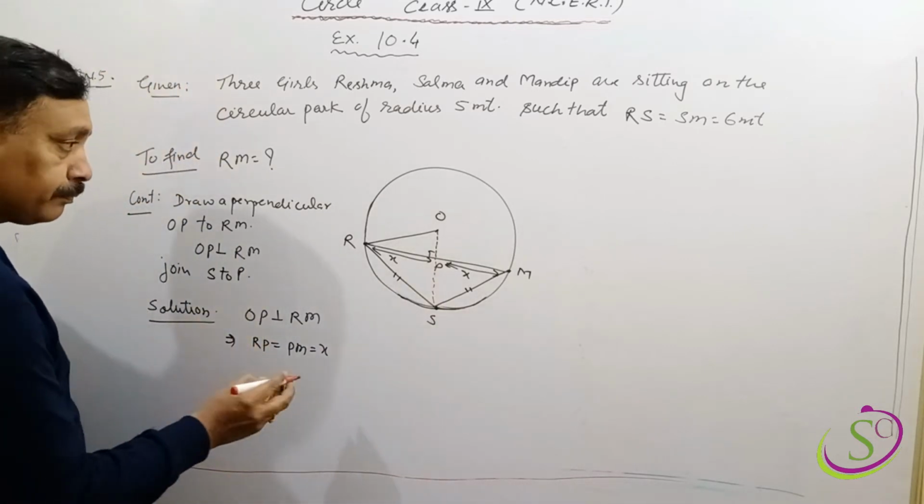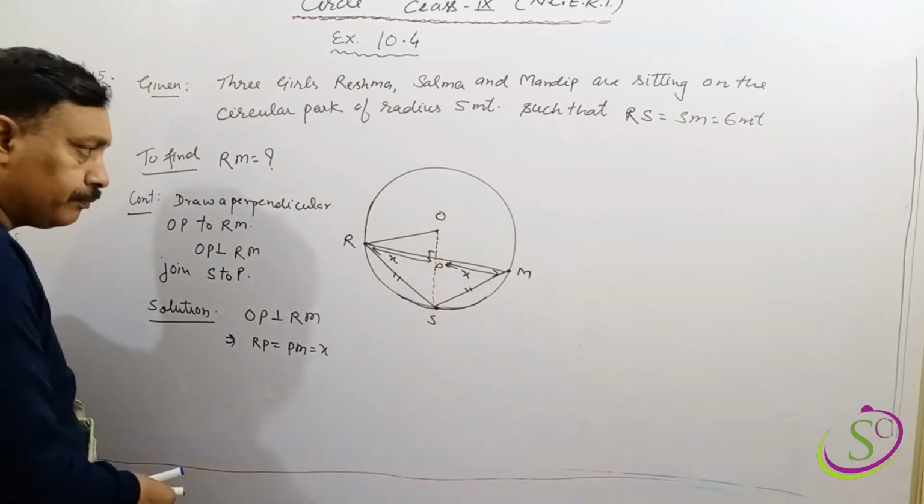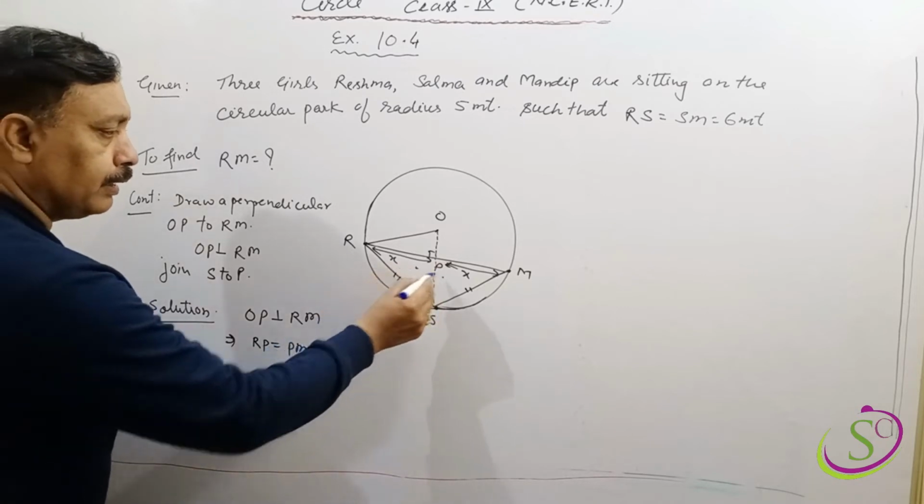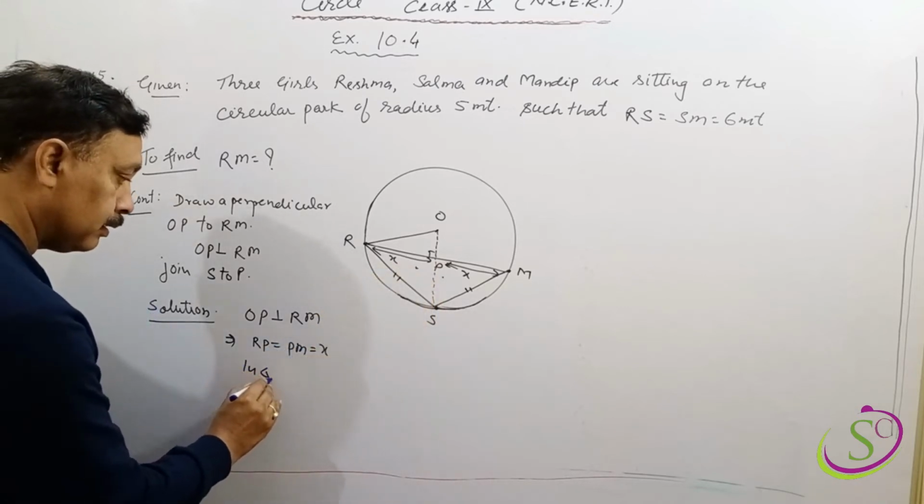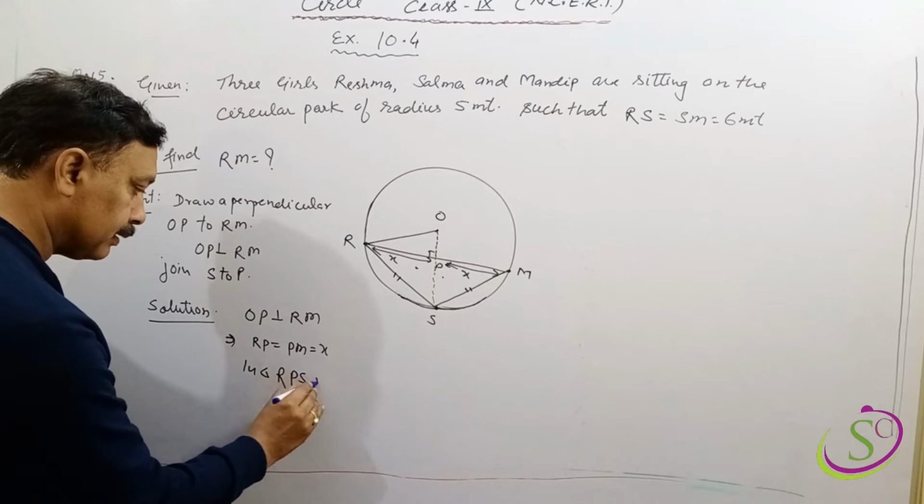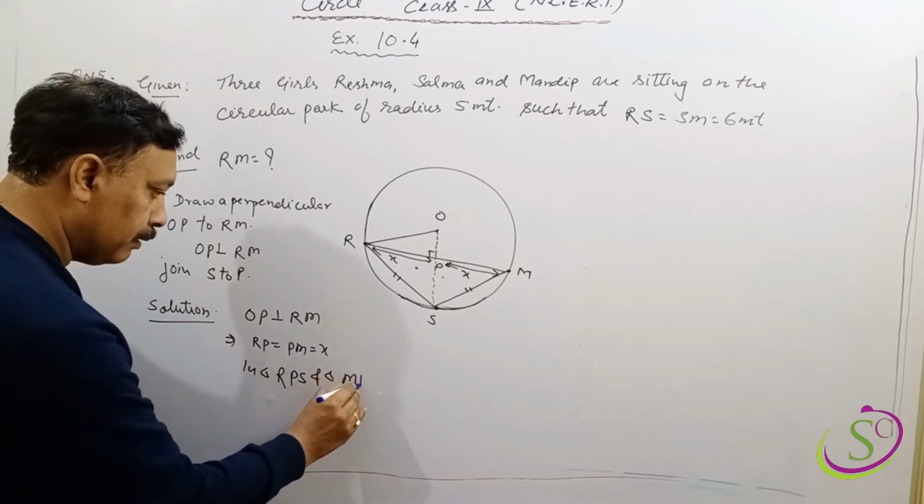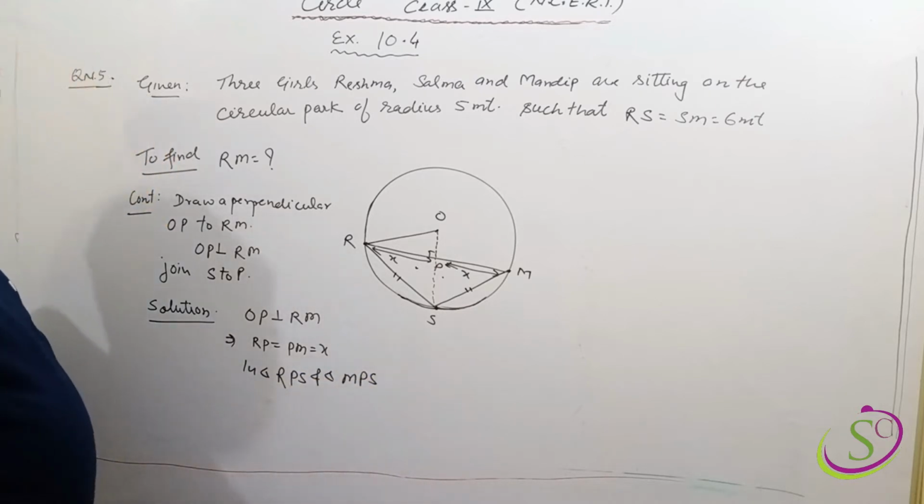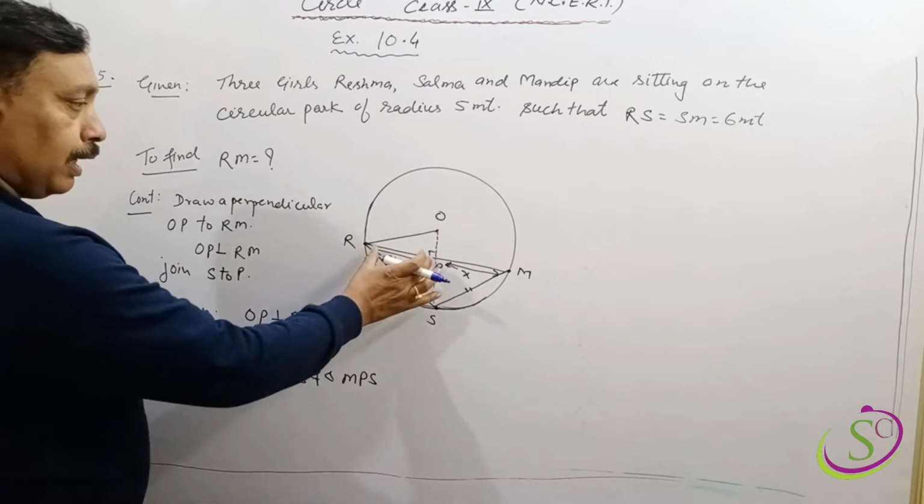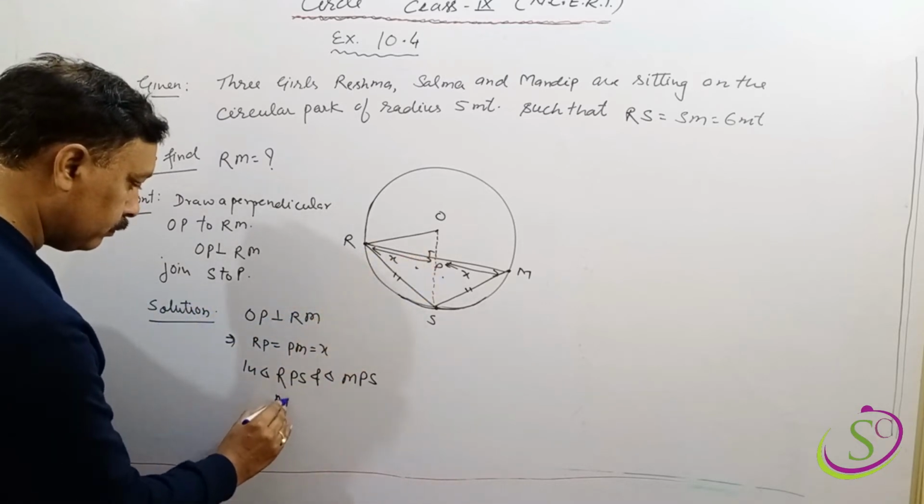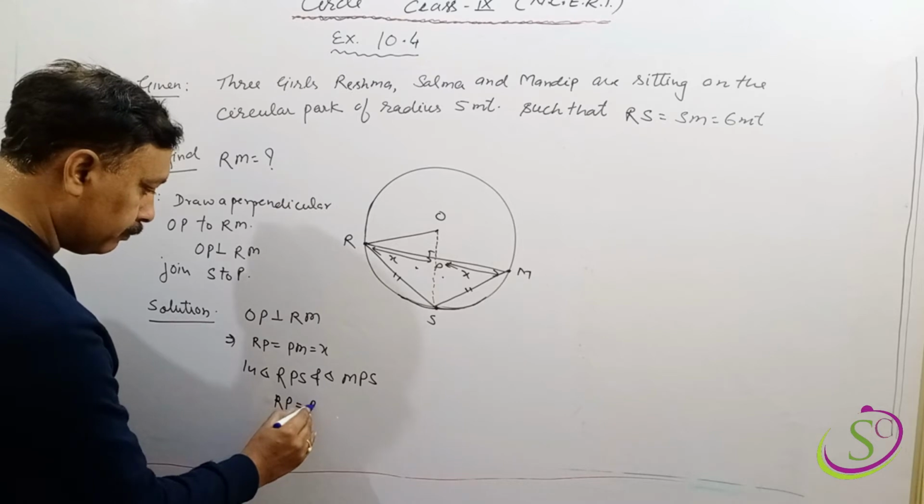Here in triangle RPS and triangle MPS. Okay? The RP equal to PM.